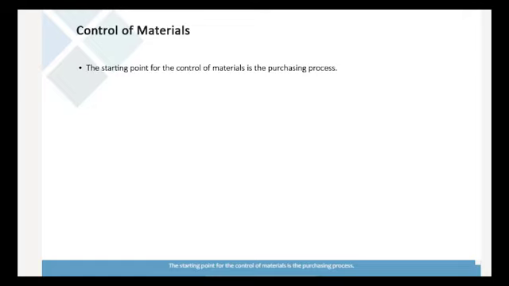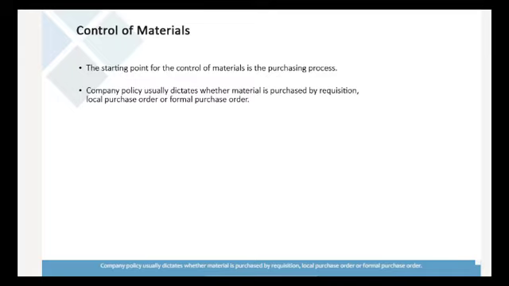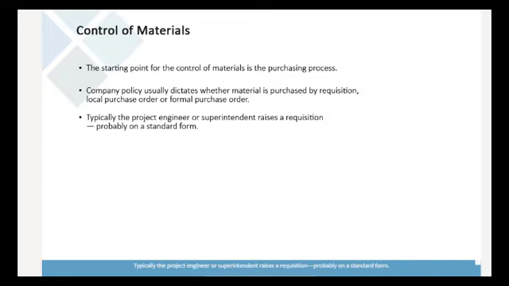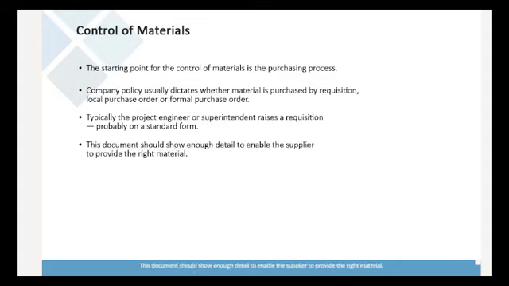The starting point for the control of materials is the purchasing process. Company policy usually dictates whether material is purchased by requisition, local purchase order or formal purchase order. Typically the project engineer or superintendent raises a requisition, probably on a standard form. This document should show enough detail to enable the supplier to provide the right material.